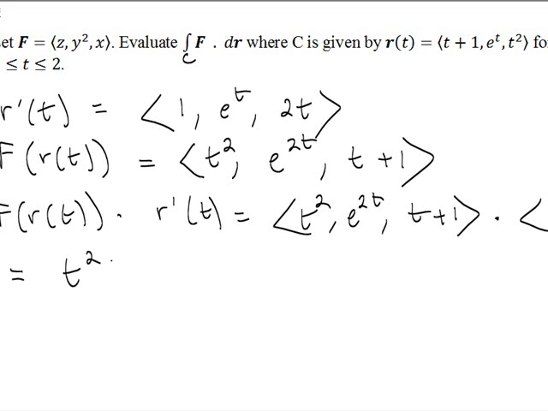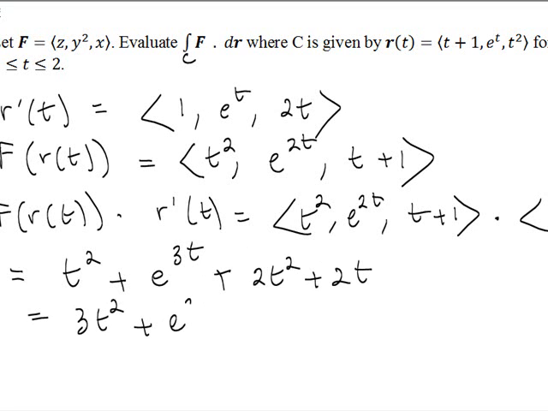So that's t squared plus e to the 3t plus t plus 1 times 2t, which is 2t squared plus 2t. That ends up being 3t squared plus e to the 3t plus 2t. Okay? And this is what we are going to integrate.